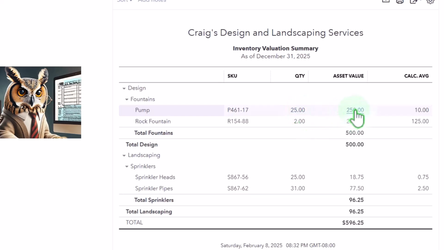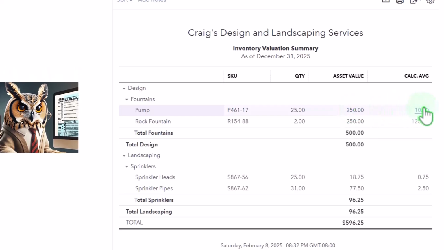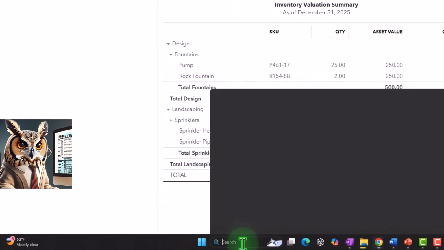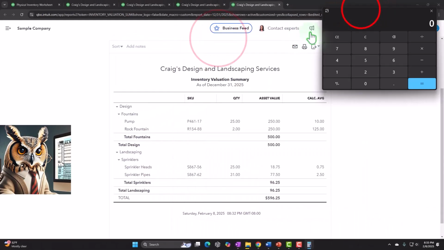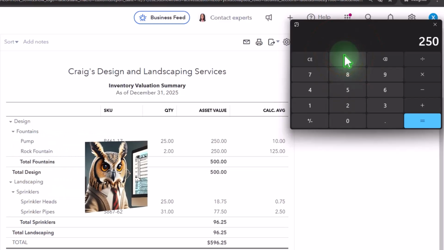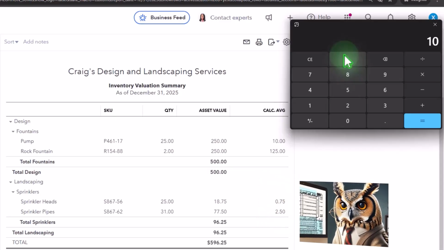So we're talking about the value in terms of dollars here, and that gives us our average calculation in terms of the average cost. And that's just basically saying that if I took out the trusty calculator and we said that we have the 250 divided by 25 units, that's going to give us an average cost of 10.